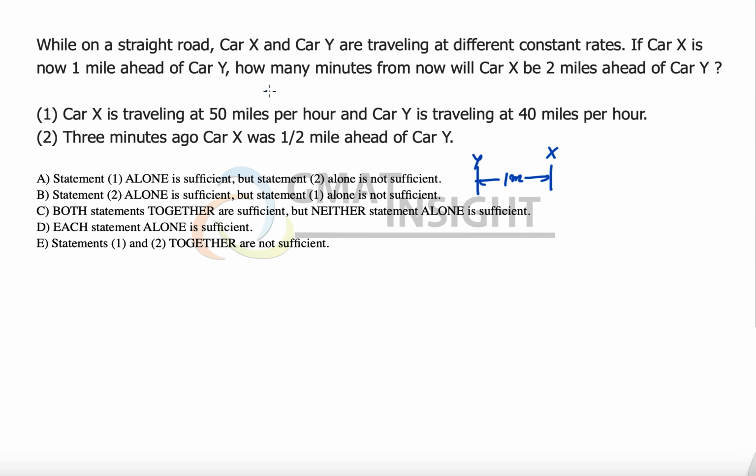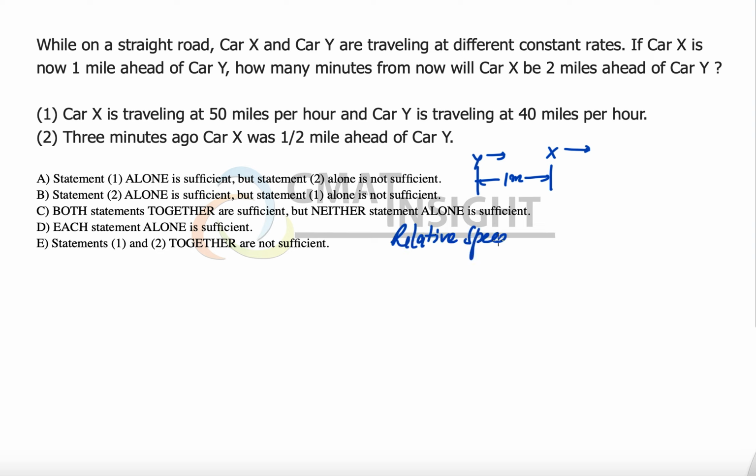And if car X is now 1 mile ahead of car Y, then in how many minutes, and they're moving in the east direction, how many minutes from now will car X be 2 miles ahead of car Y? So we have to find out in how much time the distance between the two will increase by 1 mile, and the rate at which the distance between the two changes is called the relative speed. So all that we are looking at is what is the relative speed of X and Y.